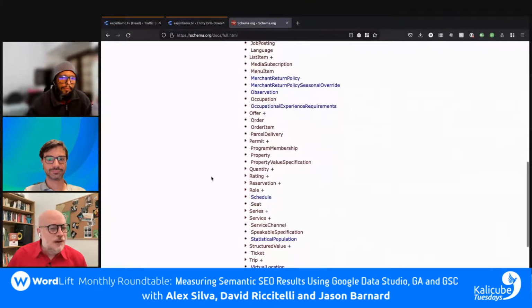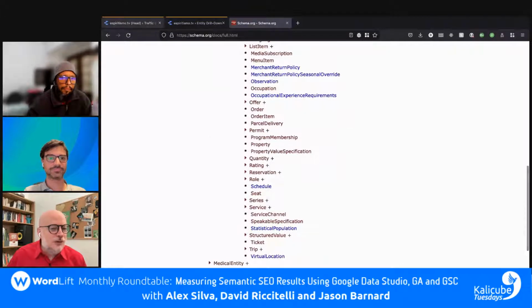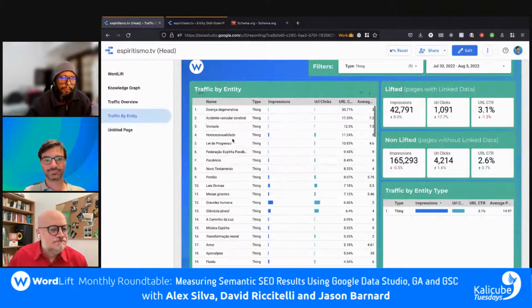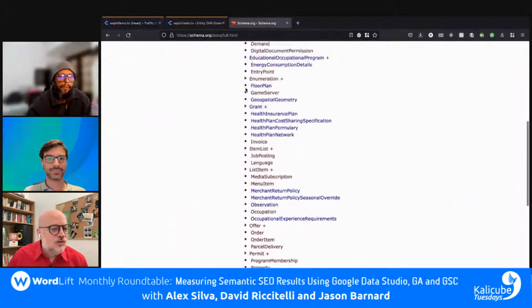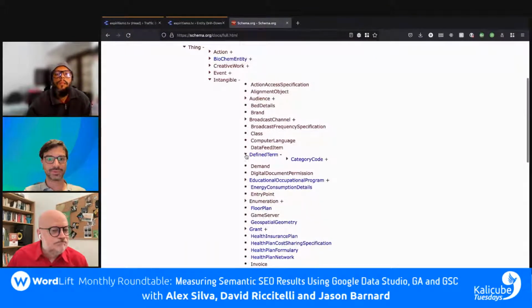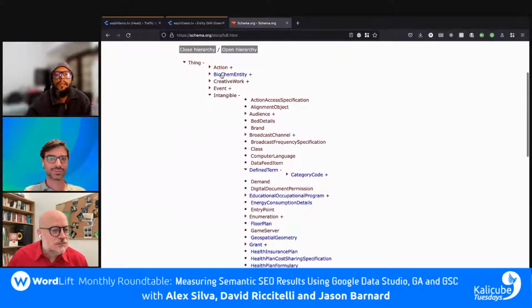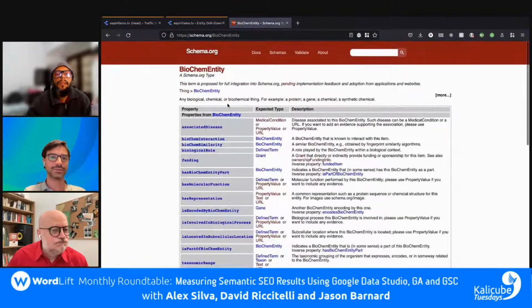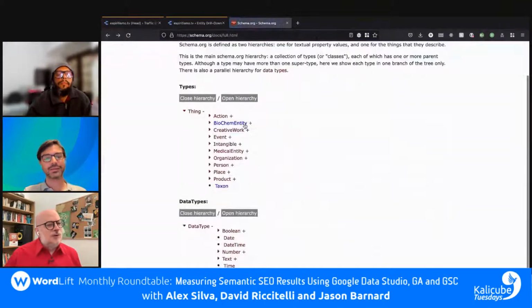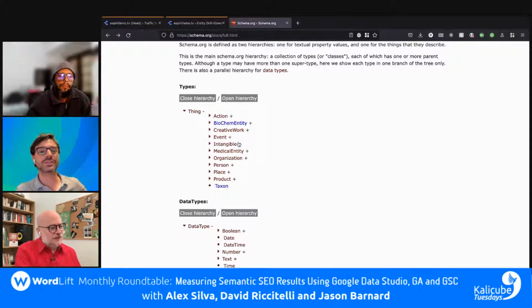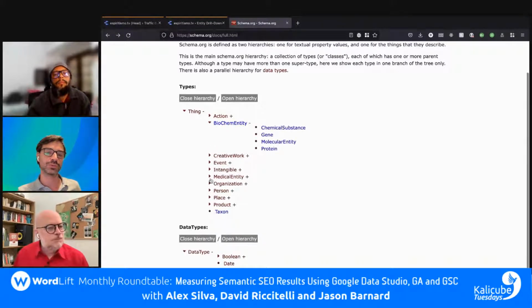Just really quickly, David, the difference between the red ones and the blue ones in the schema. I think it's just a matter of these being proposed. The blue ones are proposed, and the red ones are extensions that have been proposed to be added to schema.org, so you can start using them, but they are not yet officially in schema.org.